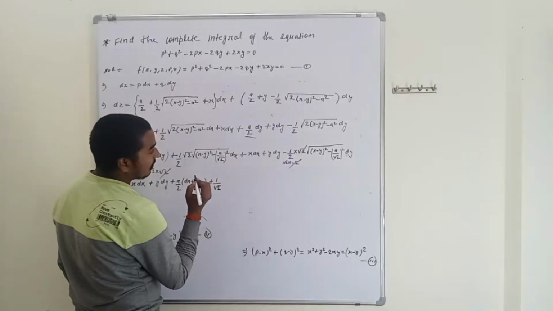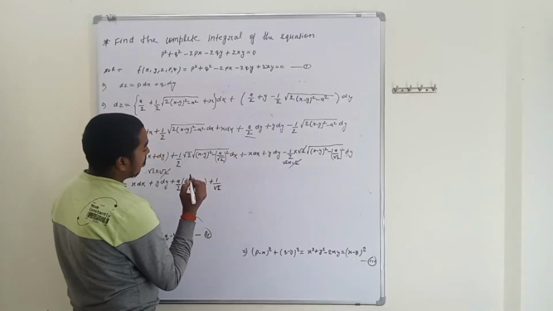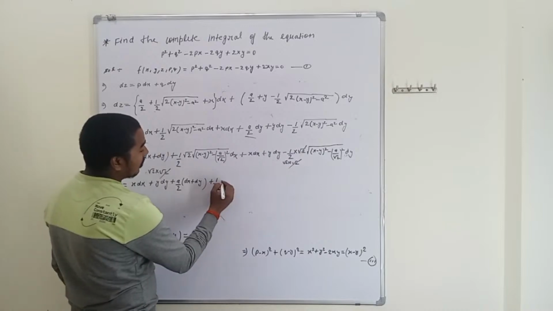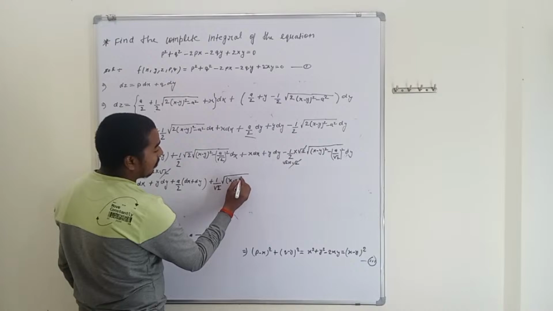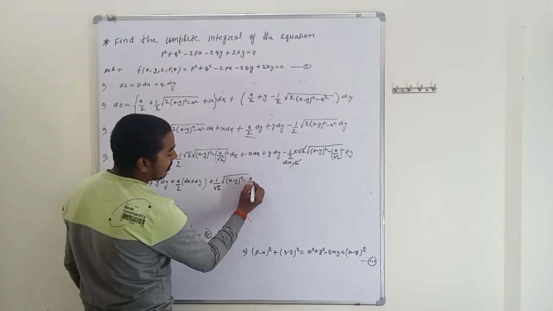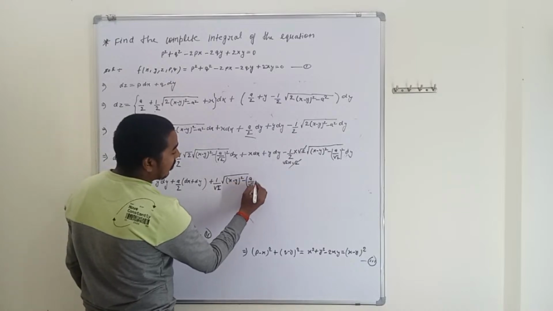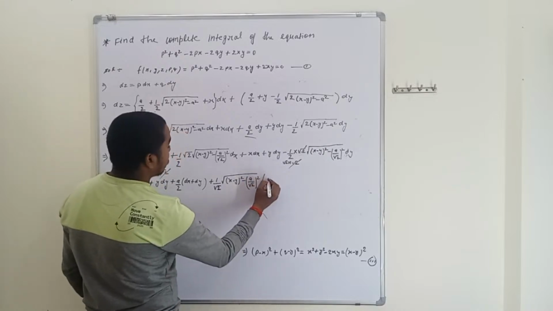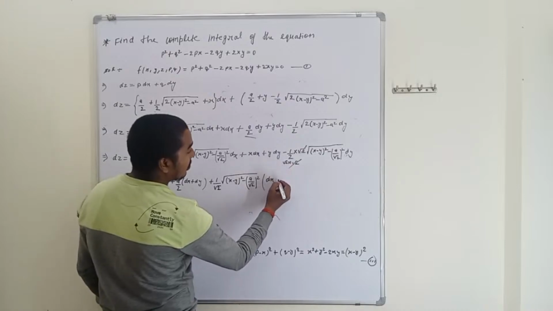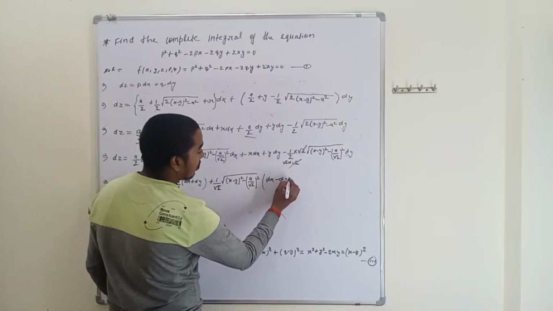once again, 1 upon root 2 under root of (x minus y) whole square and minus (a by root 2) whole square is taking common, and the remaining is dx minus dy.